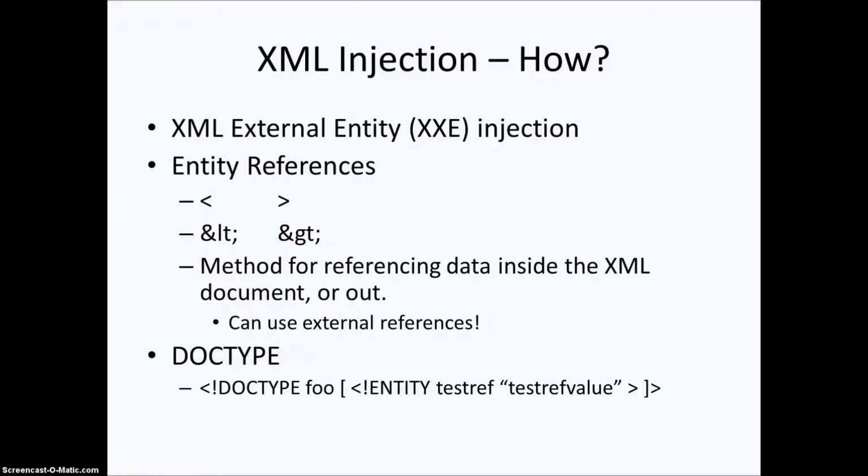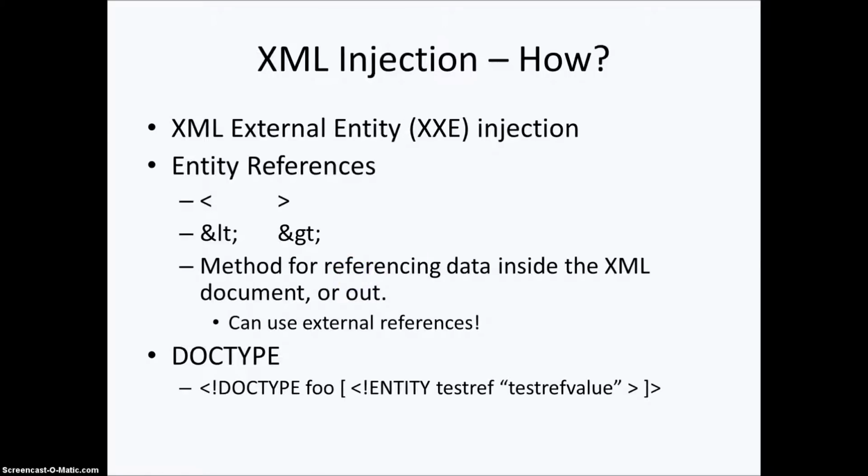We can inject into XML by using things called entity references. Somebody came up with the term XML External Entity Injection, XXE for short. Now, entity references are basically a method for referencing data inside of the XML document itself or something outside. So for example, &lt; represents a less than sign, &gt; represents a greater than sign. Now keep in mind what I said a minute ago. You can use external references.